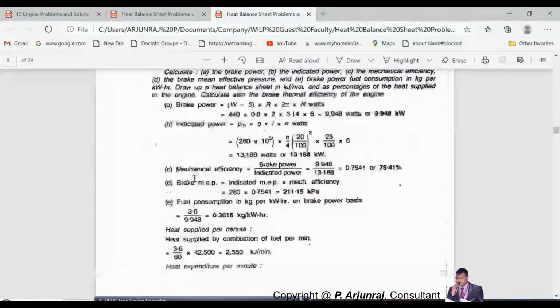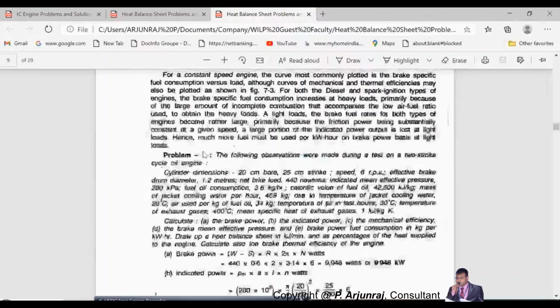Yeah. So the next important thing is mechanical efficiency, which is defined as the ratio between brake power and indicated power. This we have seen in the theory class. Brake power you got in kilowatt, and the indicated power also in kilowatt. Then you get the mechanical efficiency, the direct formula. You have to multiply it by 100. So you get 75.41.